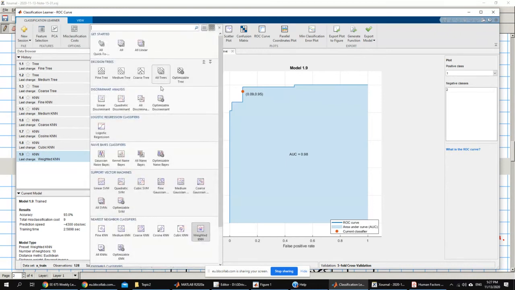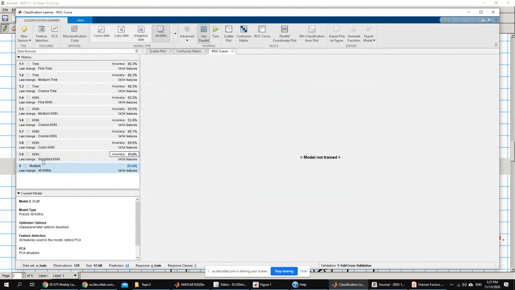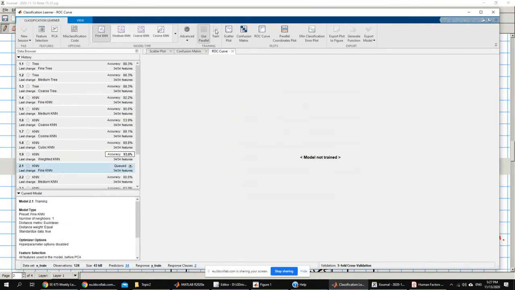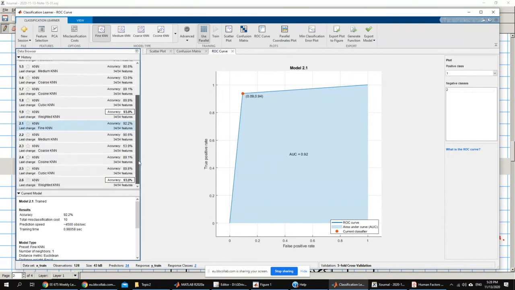Basically, if I see that the KNN is probably performing well, I can go here and say all KNN and run it. Whenever you have something here, it's written as draft. Whenever I'm standing here, I can see here train becomes active. So I just run it here. It came out exactly the same. Okay, so it's 93%, which is okay.